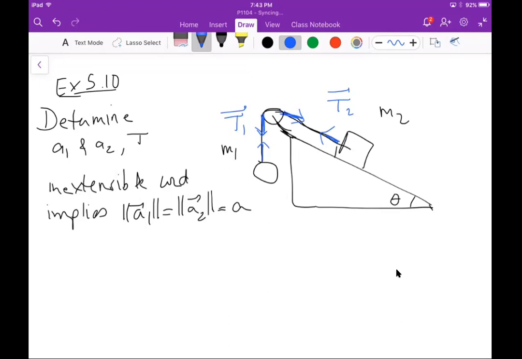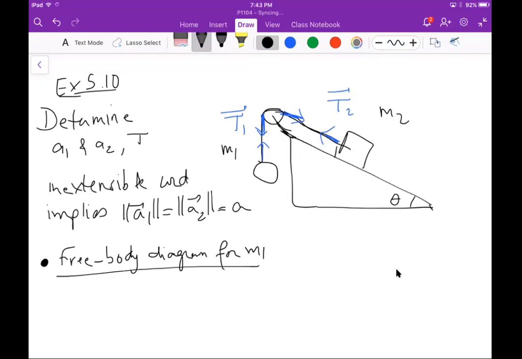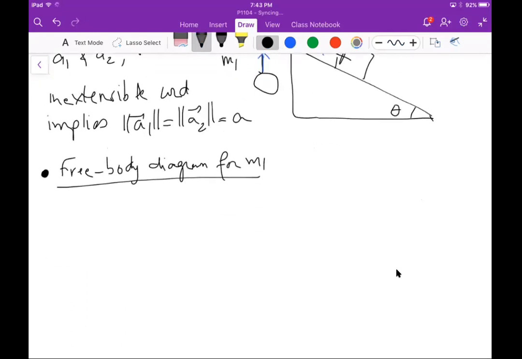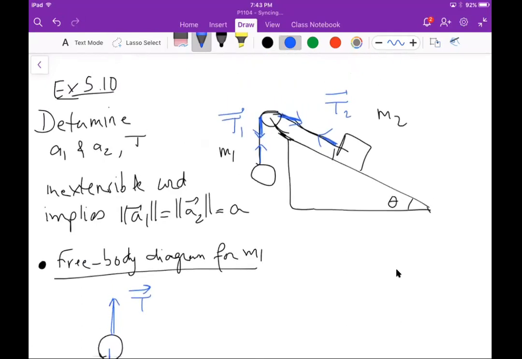So what we are going to do is first draw the free body diagram for M1 and M2, and then apply Newton's laws. So let's start with the free body diagram for the mass M1. For M1, it's very much similar to previous examples. So this is the M1. On one side we have the weight M1G, which is the force exerted by the Earth on this object, and we have on the other side the tension T.